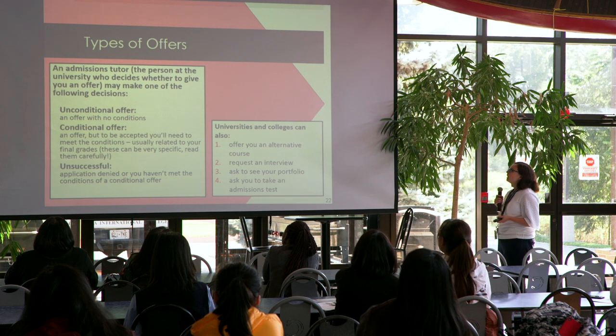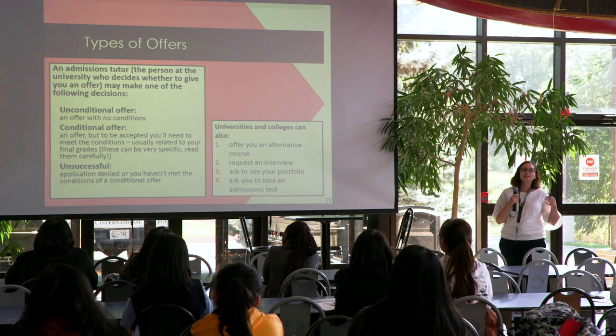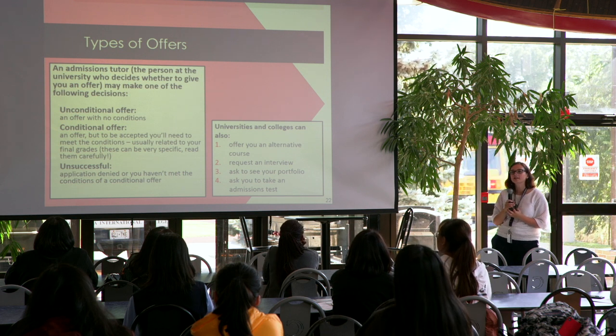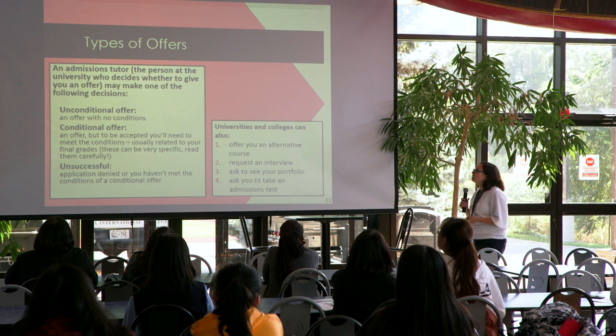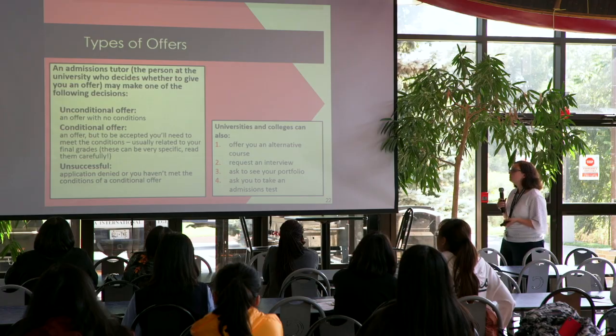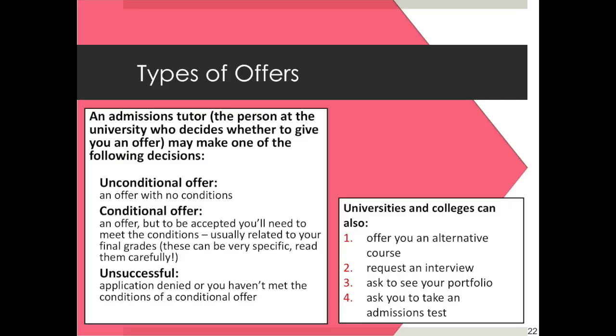So when you start receiving offers, probably March to May, but that's a very vague guideline. It can really come at any time, but that's probably the most popular time. An admissions tutor, so that is the person who is making the decision about your application, can make one of the following decisions. An unconditional offer is an offer with no conditions. You're definitely accepted, everything's fine. A conditional offer is an offer, but to be accepted, you'll need to meet conditions. They're usually related to your final grades.